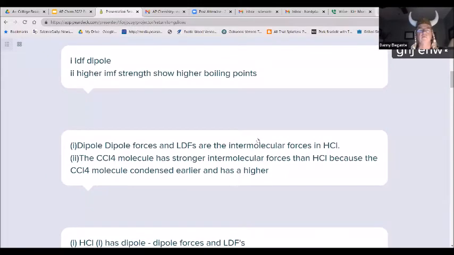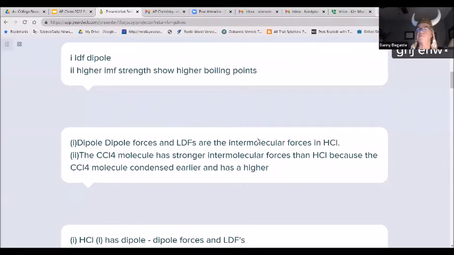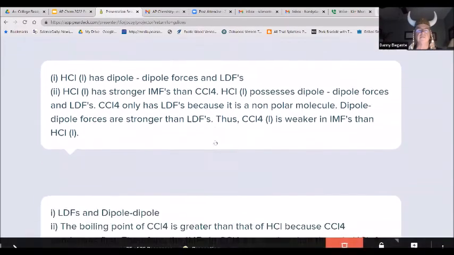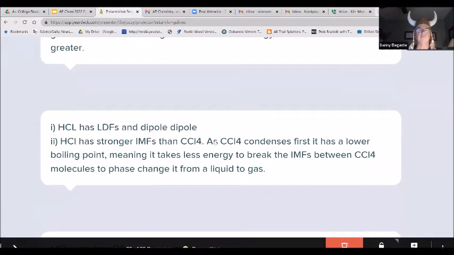LDF and dipole. So if you said dipole, remember dipole is not an intermolecular force, but dipole-dipole is. So dipole means polar, and dipole-dipole means a polar molecule attracted to another polar molecule. Dipole, and LDFs and dipole.